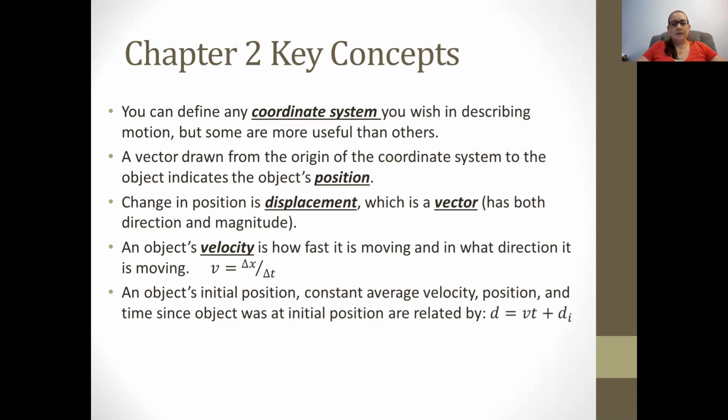Okay. So an object's position, constant average velocity, and time are related to each other using this, sometimes called the DIRT equation. Distance is rate times time, but it's written out here in this way. Distance equals velocity times time plus its initial position.